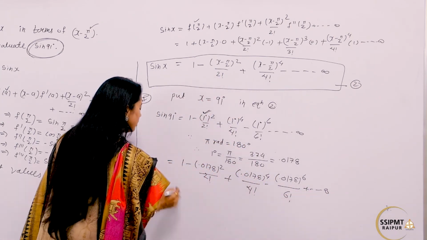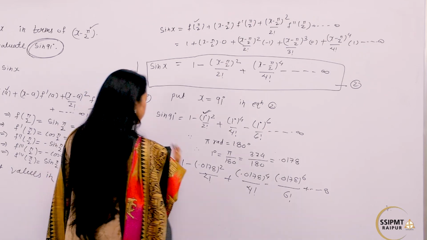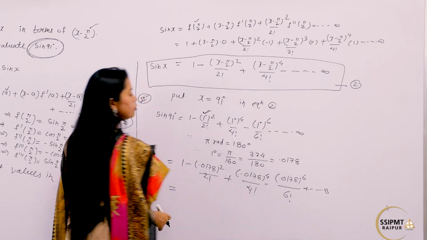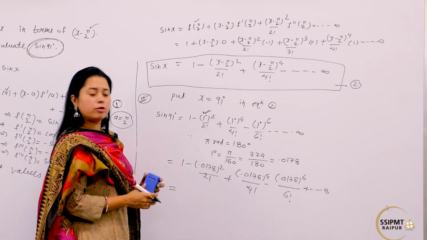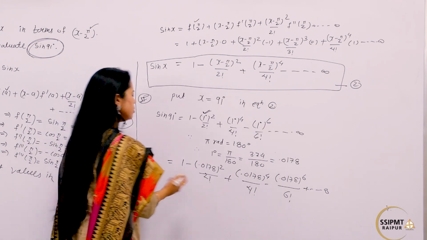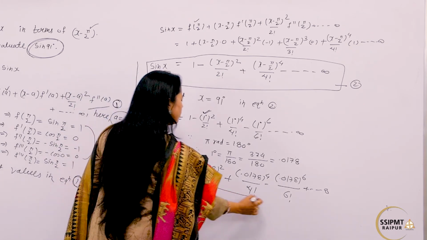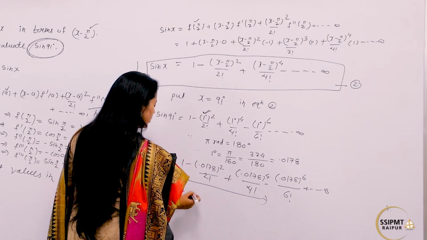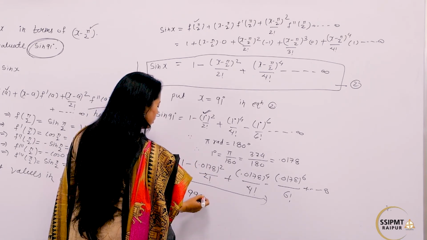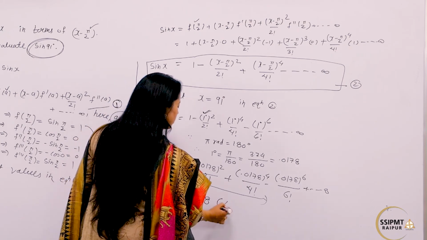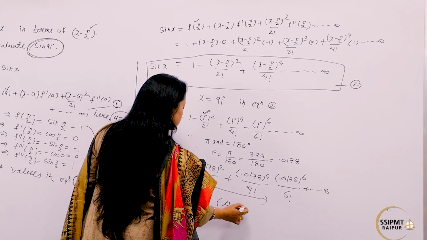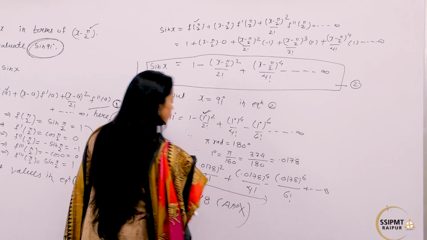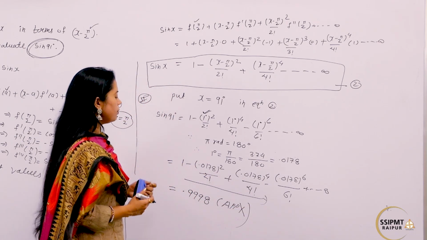After calculating some terms, we can get its approximate value, since it has infinite number of terms that can't be calculated. So at least you calculate first 3 or 4 terms. It gives us 0.9998 approximate. Why approximate? Since the series has infinite number of terms that can't be calculated.